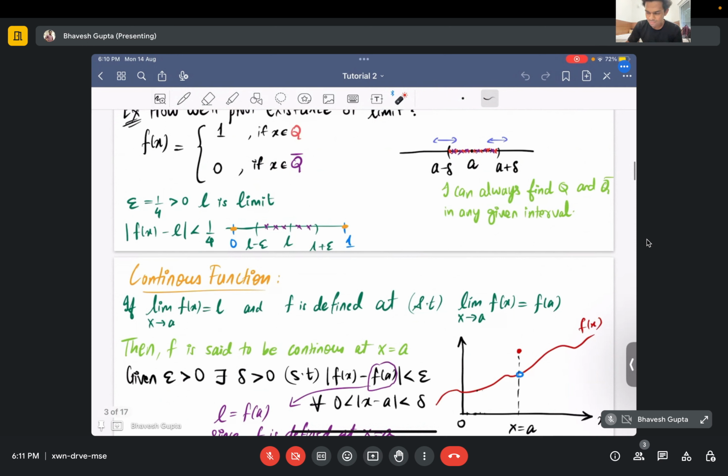So I guess this idea is clear. Why is this function not continuous at x equal to 0? Because, first of all, I haven't checked the limits. First of all, the limit doesn't exist. That's the first point. And the more primary point is that the function is not defined at x equal to 0. So we can straight away say that the function is not continuous at x equal to 0.